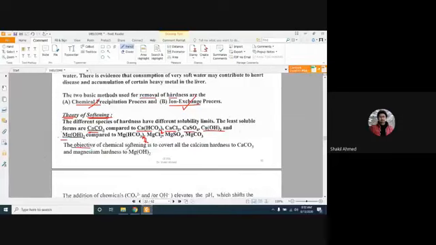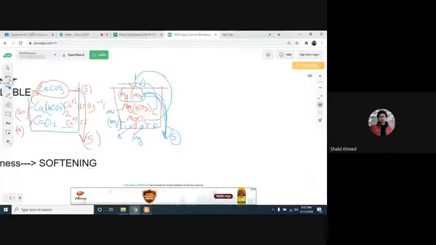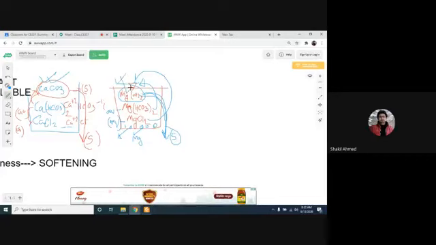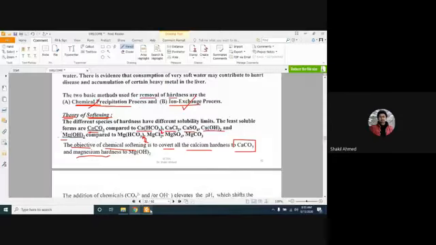The objective of chemical softening, this chemical precipitation process, is to convert all calcium hardness to calcium carbonate and magnesium hardness to magnesium hydroxide. Now, how can we do this? That's the question. Let's see.